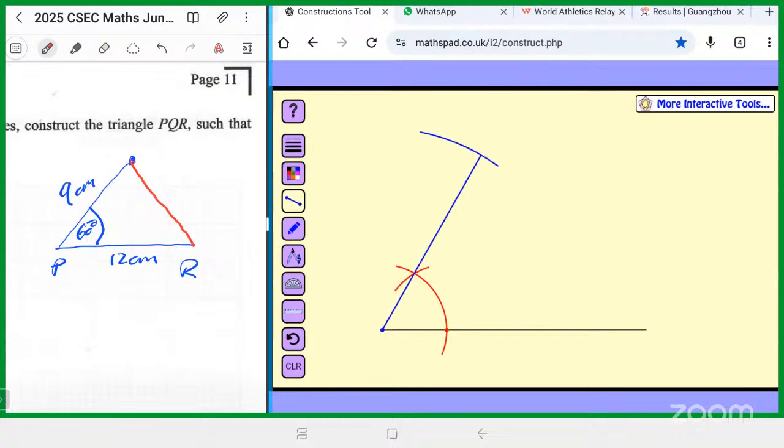So I just need to complete this triangle, this point down to here. And that is it. This is P, this is R, this is Q, this is 60 degrees, this is 12 centimeters, this is 9 centimeters. That is my construction, nice and easy.